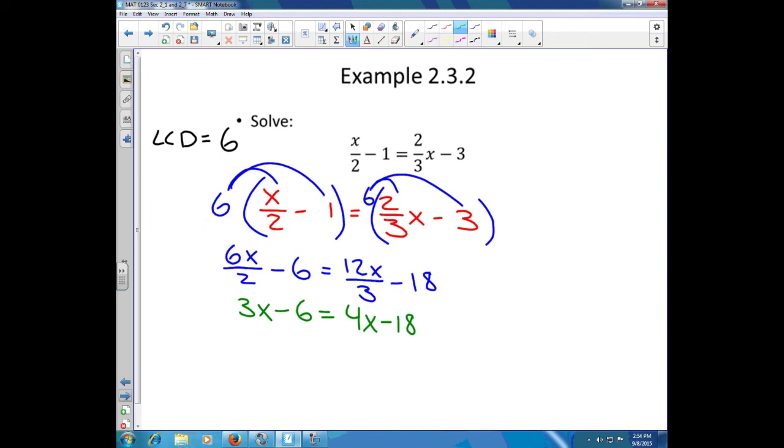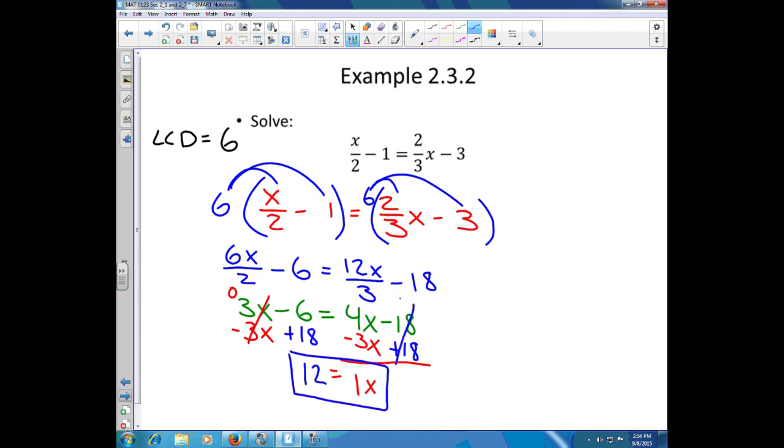And now we want to move x's to one side and numbers to the other. So we can subtract 3x from both sides. That'll give us 0. And here we're left with 1x. We can then add 18 to both sides. And you're left with 12. And so 1x is equal to 12. Or just x equals 12.